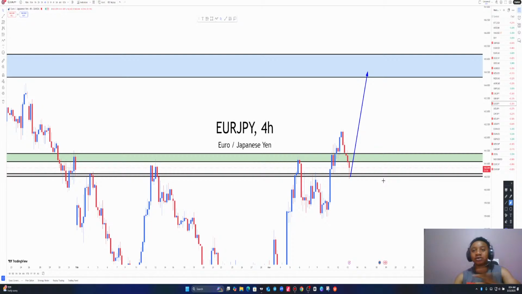But if you don't see those candles around here and we only see a break below, then we know that we are going all the way down on EUR JPY. So on EUR JPY, there are two sides, okay? But it is all going to be determined by what particular candle will be forming over here in the next hours to come. Okay, so that's it also for EUR JPY. Let's go to the next one.